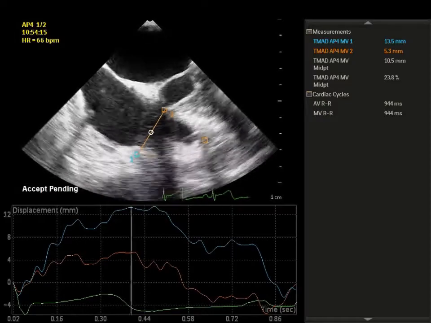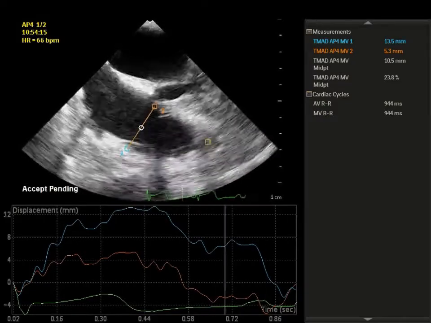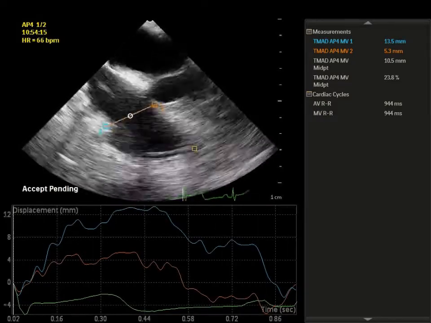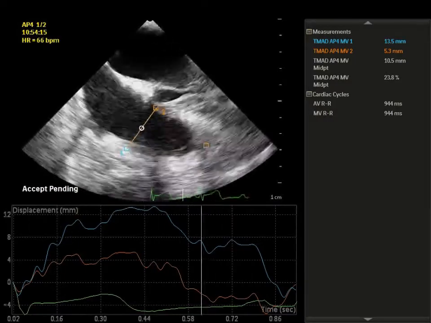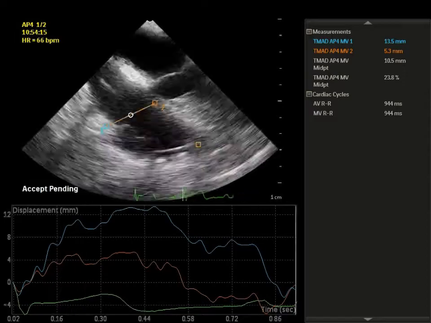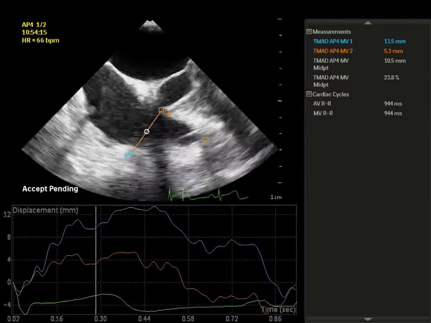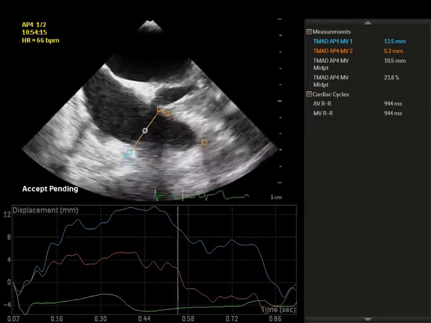You can see that I'm tracking the tricuspid annulus and the apex, and the software tells me the distance between this blue point and the apex at all times, and the maximum distance is what we know as TAPSE.